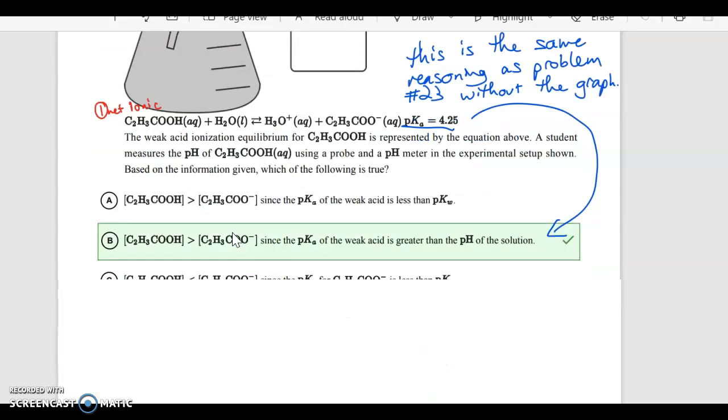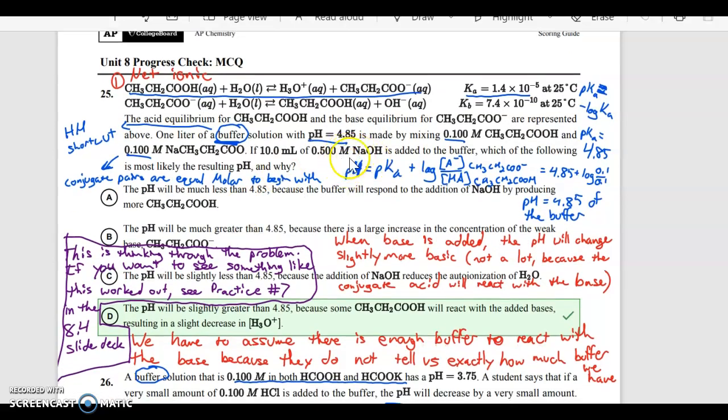The thing about 25 is that they don't tell you how much of this stuff you started with, so you don't know if this stuff is your limiting reactant or not. So you just kind of assume that you have enough.